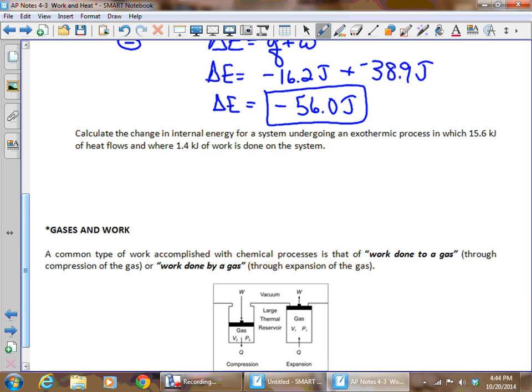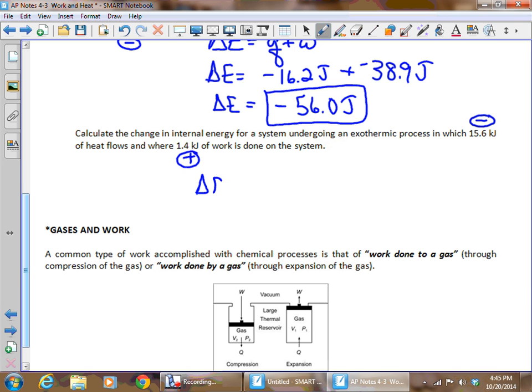The next one, calculate the change in internal energy for a system undergoing an exothermic process in which 15.6 kilojoules of heat flows. Now think about what that means. If it's an exothermic process of flowing heat, that means we're dealing with a negative value for our Q value again. And if 1.4 kilojoules of work is done on the system, then we're looking at a positive value for our work in this case.